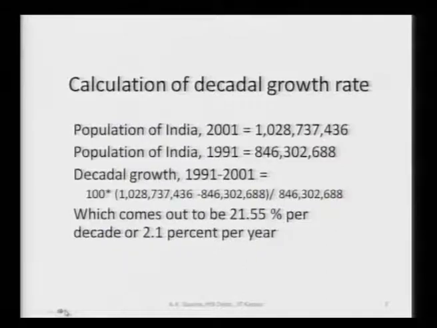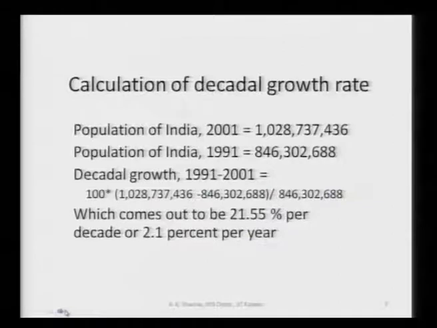Population of India in year 2001, as revealed by Census of India at that time, was 1028737436. Population of India in 1991 was 846302688. So, the decadal growth rate between 1991 and 2001 comes out to be the difference between the 2 census figures divided by the census figure of 1991, that is 846302688, multiplied by 100. It is customary to express decadal growth rate in percentage form.